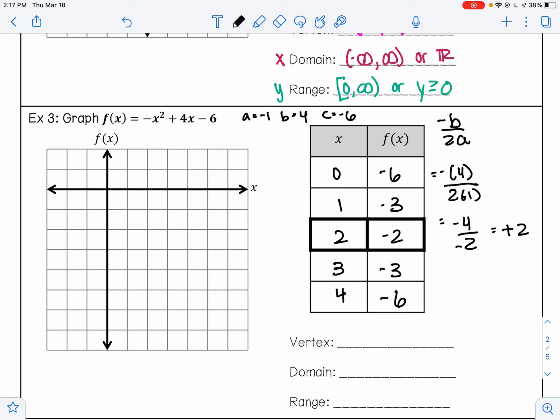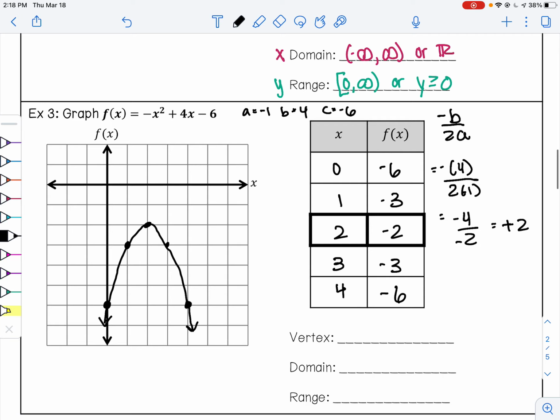So then we can go ahead and plot these points. So let's see. (1, -3), (2, -2). Here are my points. And now I'm going to connect these points to create a parabola. And I'm not going to forget to include my arrows. They want to know the vertex. Well, our vertex we found already was at the point (2, -2).